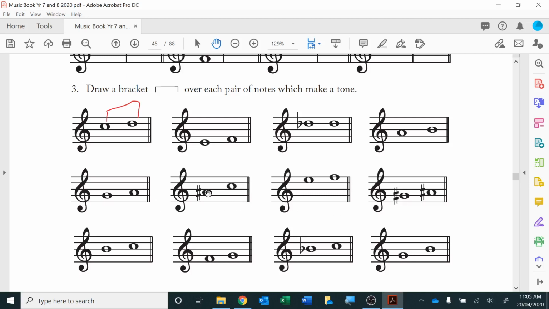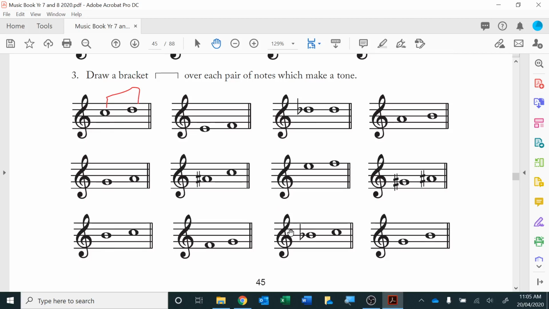This one's a bit interesting. A sharp to C. So see if you can work that one out. You might have a bit of trouble. And another interesting one is G to B. Let's have a look at that one.